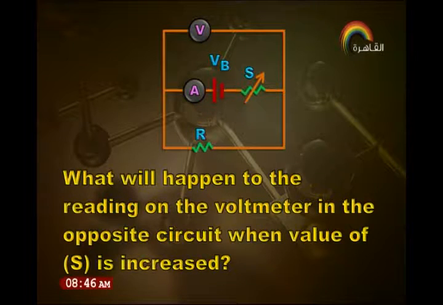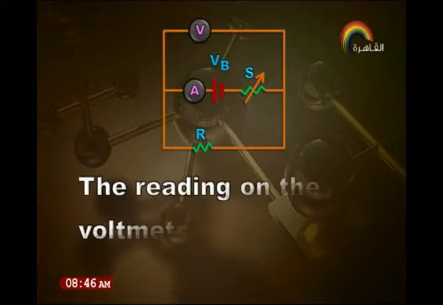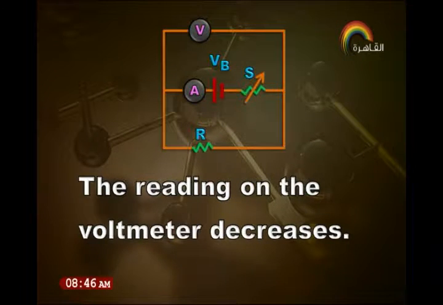What about the voltage applied across this resistance? It is the product of the current and the resistance. The resistance is constant, so the current will determine what will happen to the reading of the voltmeter. When increasing the value of the variable resistance, the current decreases, so the reading will be decreased. So the reading on the voltmeter decreases. The voltmeter in this particular case reads the voltage only on the resistance R.